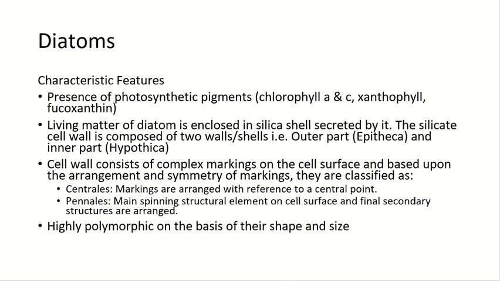The characteristic features of diatoms: there is presence of photosynthetic pigments, chlorophyll A and C, xanthophyll and fucoxanthin. The silica cell wall of the diatom is composed of two walls or shells. It is like a soap box. The outer wall is the epitheca, and the inner wall is the hypotheca.